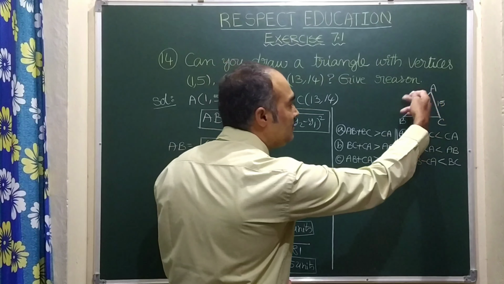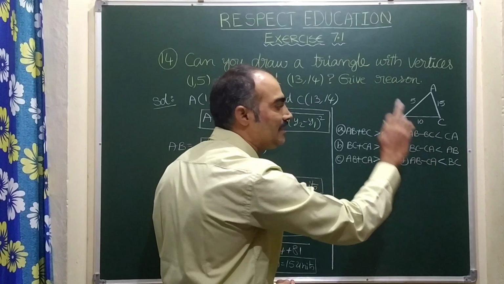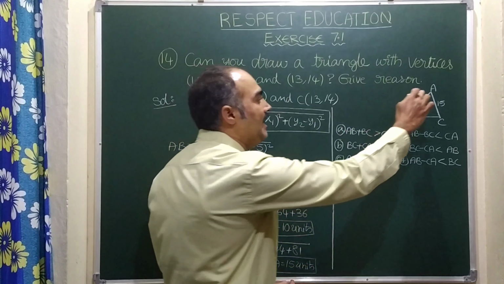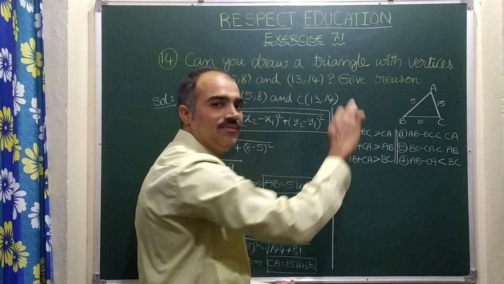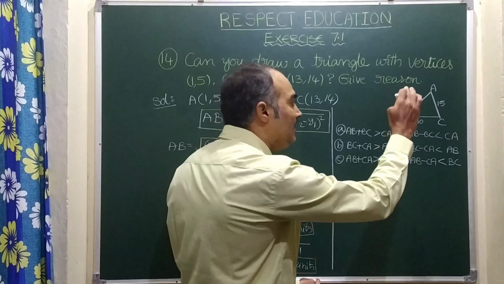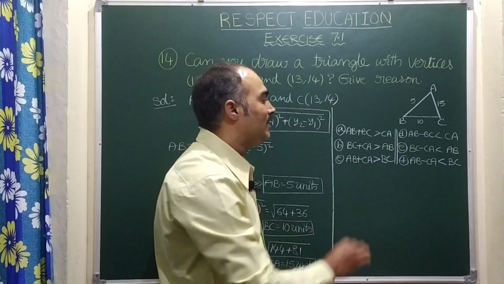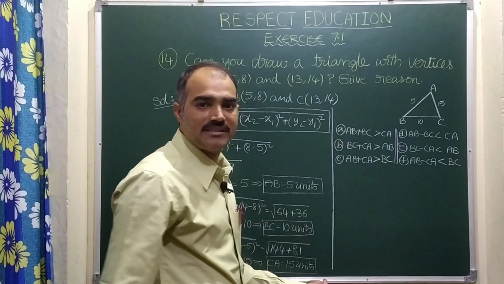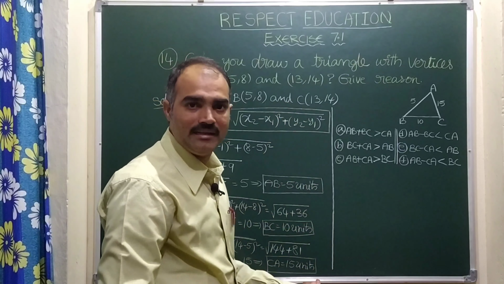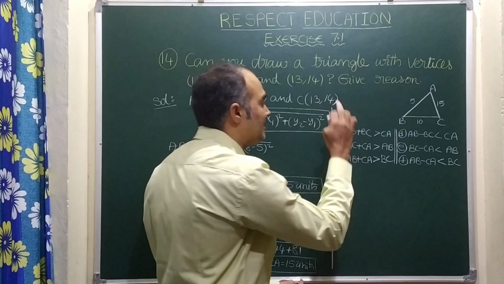Now, if these values satisfy all the 6 cases, then A, B, C can be the vertices of a triangle. If it fails in at least one case, then we can say that these points cannot form a triangle, meaning they cannot be vertices of a triangle. Let us check one by one.